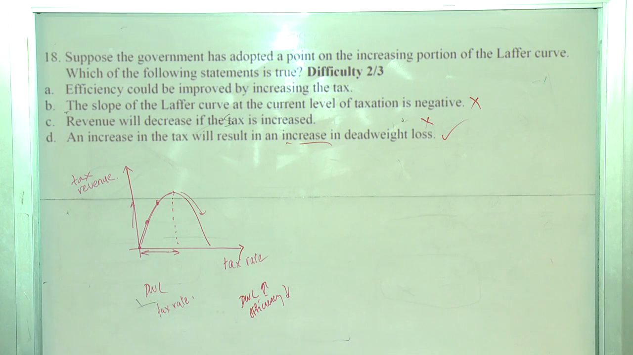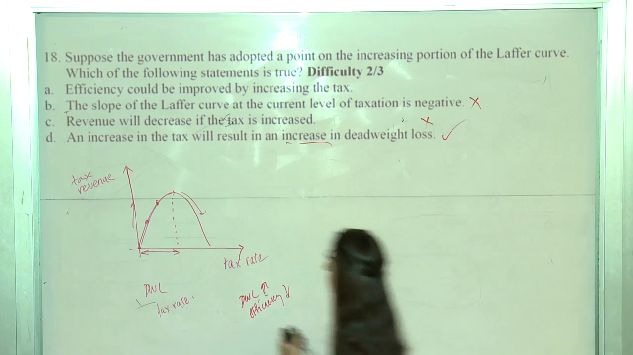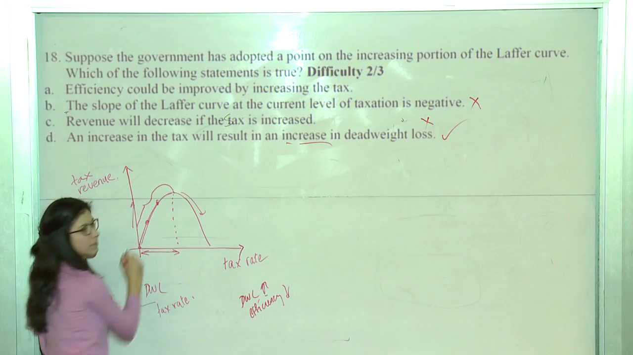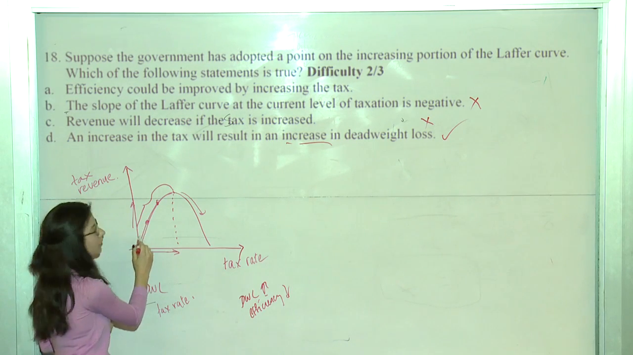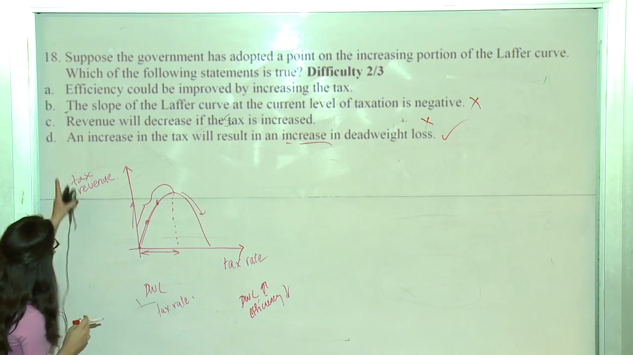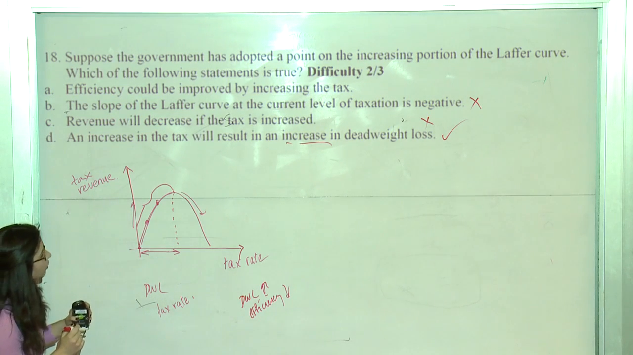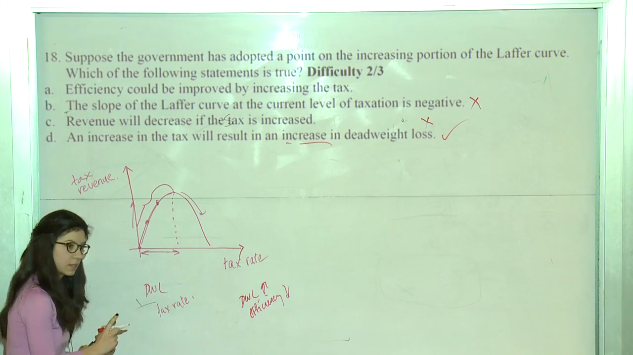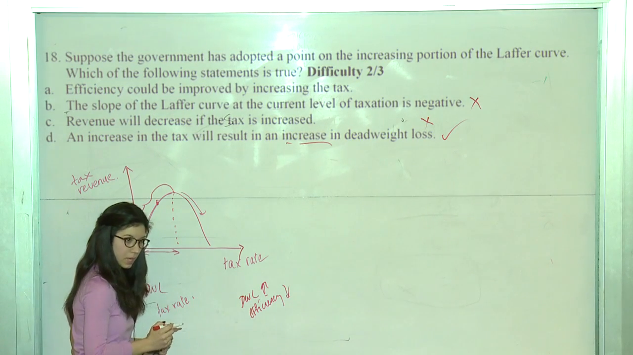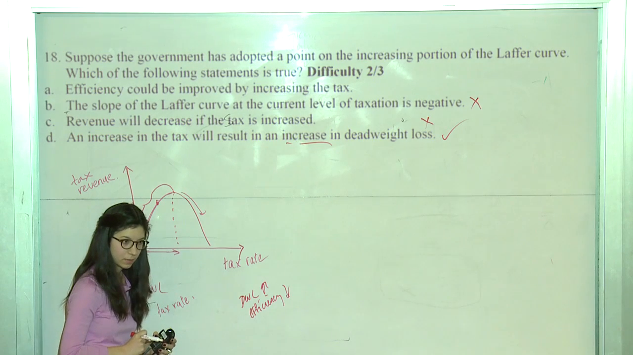For choice C, if taxes increase, then revenue will decrease. Right, so the key point here is that we are on this segment of the curve the whole time. So then can you explain choice D? Sure. Choice D tells us that an increase in the tax will result in an increase in the deadweight loss. Now, regardless of where we are on the curve, as tax increases, right?